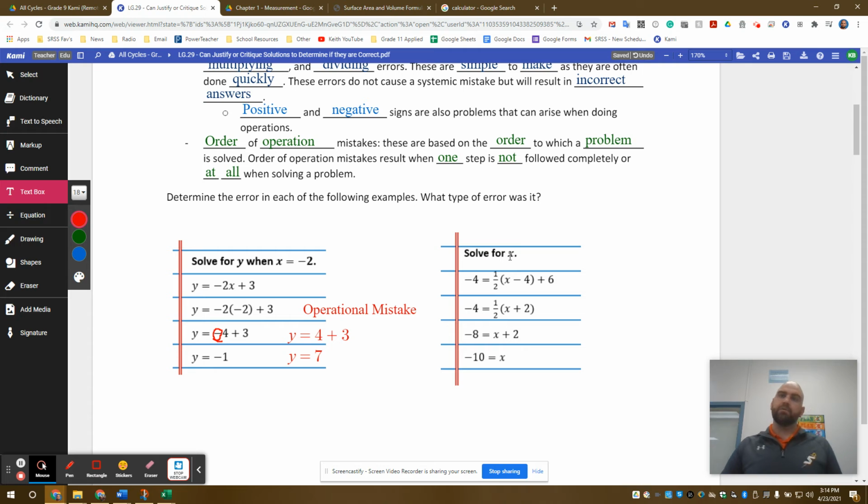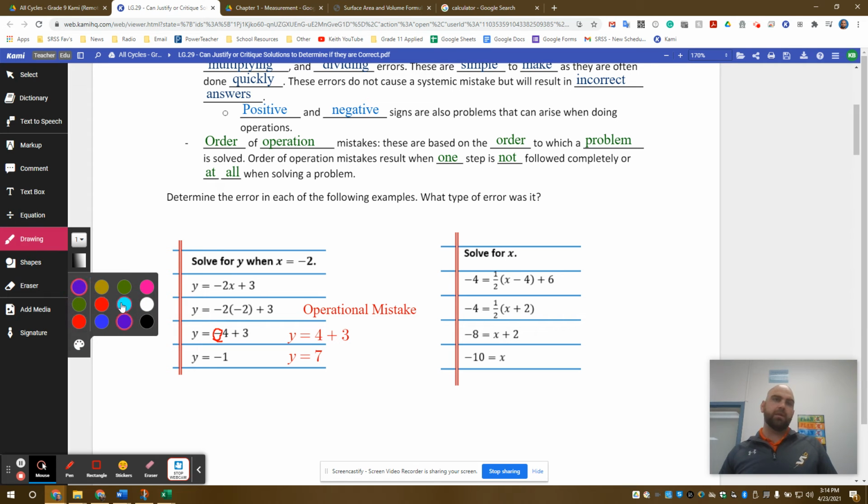So look at the second one here. Here we want to solve for x. That means we need to isolate x and get it all by itself. So let's go through again and figure out, did we do it correctly? So the first part here, we have our equation: -4 is equal to 1/2 x minus 4 plus 6. So the first thing that we did is we subtracted 6 from both sides. Done. Then we multiplied everything by 2. To get rid of this, multiply it by 2. Next, we subtract 2 from this side to get negative 10.